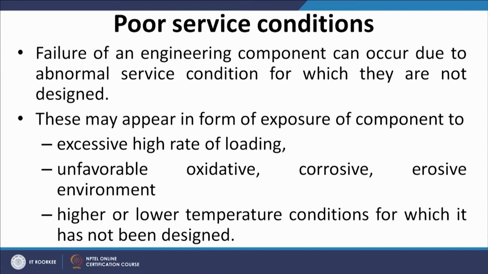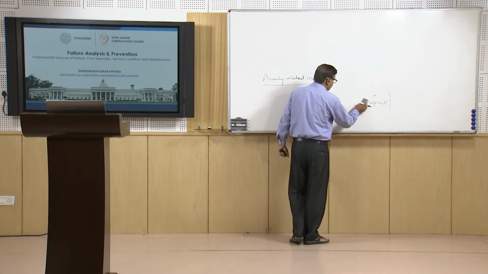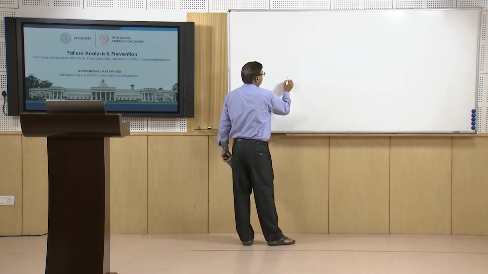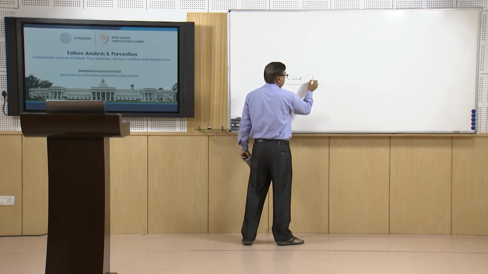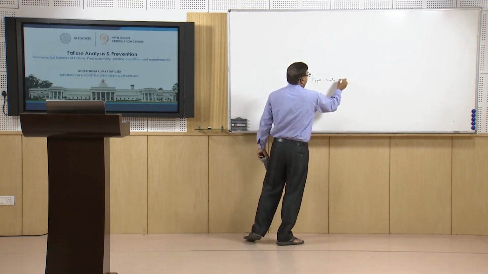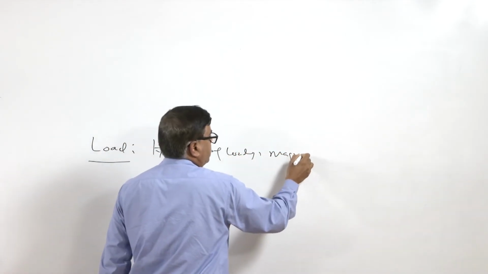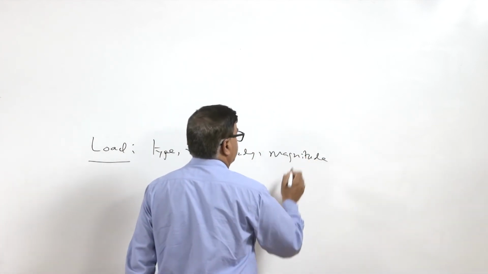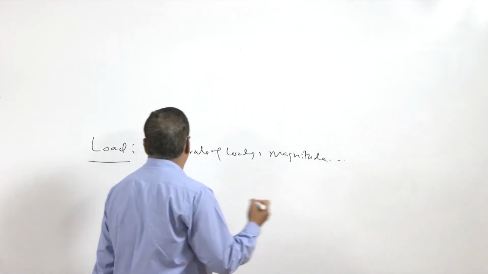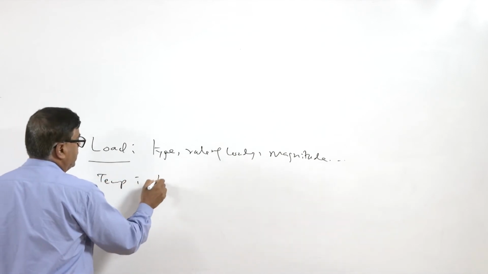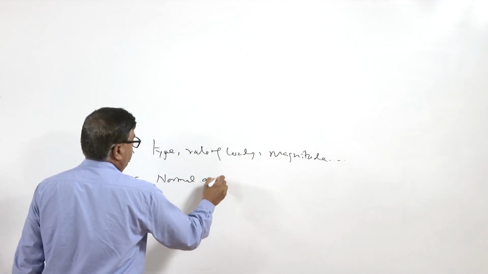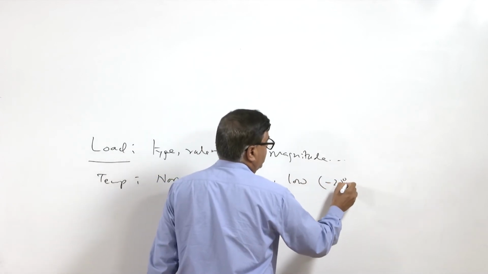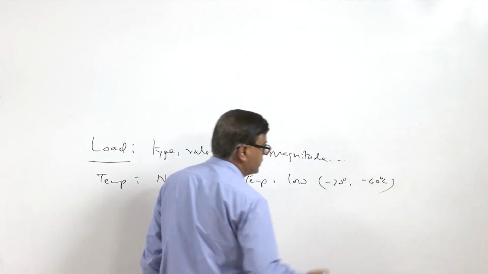We know that whenever a component is designed, it is designed for a particular set of service conditions. These service conditions include lots of variables, which may be in terms of the load for which the component is being designed, like the type of load, rate of loading, and the magnitude of the load, that is, the maximum load that can be applied to the component during service, and likewise many load-related parameters. Similarly, the temperature: it may be the normal ambient temperature, or it may be a low temperature, where there is a limit like say minus 20 degrees centigrade or minus 60 degrees centigrade for which the component is to be designed.